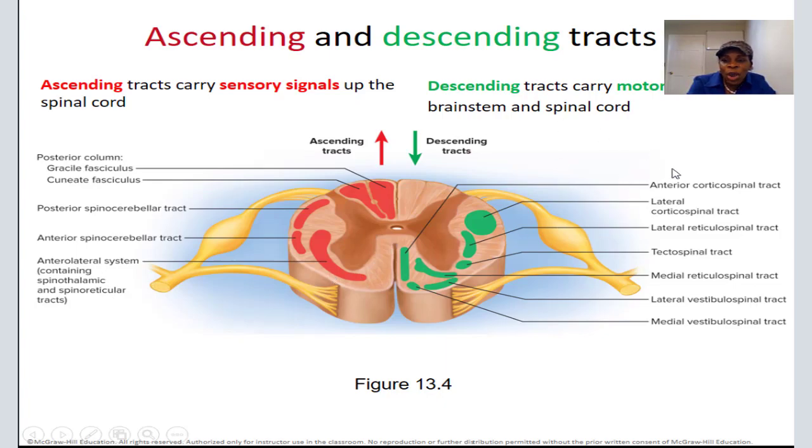Then the descending tracts, you can see the corticospinal tract, from the cortex of the brain to the spinal cord. For example, reticulospinal, from the reticular formation to the spinal cord. All these are parts of the brain we'll talk about in the next lecture, to tell you what part of the brain the information is coming from and going to. If information is going up, it's called ascending. If it's coming down, it's called descending.